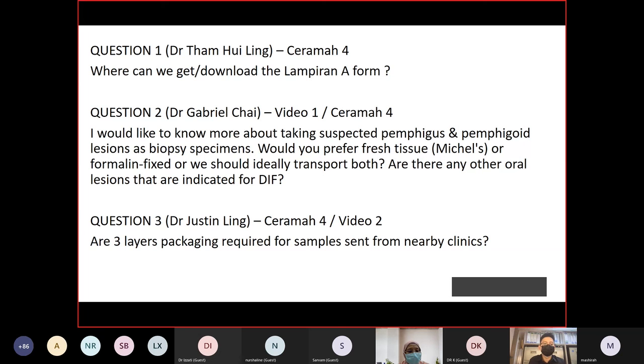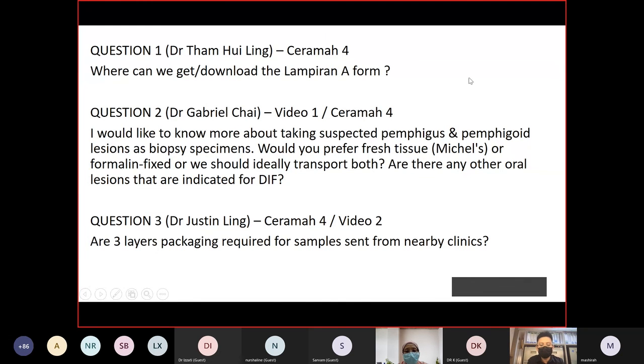Okay. Question 3, from the Justin link. 3 layers packaging required for samples sent from nearby clinics. Faros or Liu? Okay. Nak jawab? Yeah, sure. Can we do that?